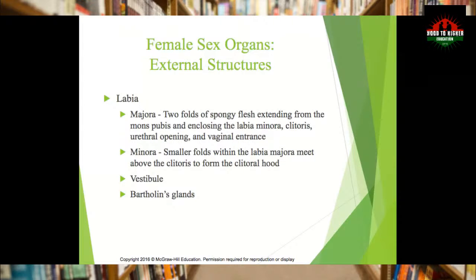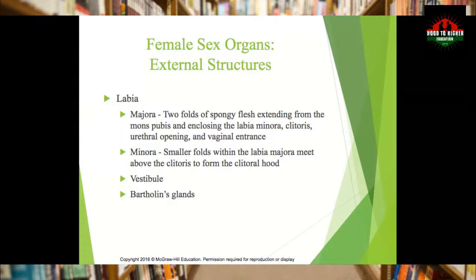The labia minora, or minor lips, are small folds within the labia majora that meet above the clitoris to form a clitoral hood. The labia minora also enclose the urethral and vaginal openings. These are smooth, hairless, and they vary in appearance from woman to woman. The area enclosed by the labia minora is referred to as the vestibule, right?